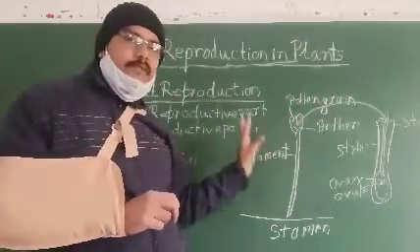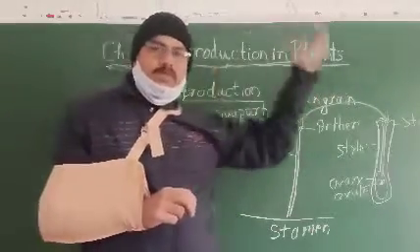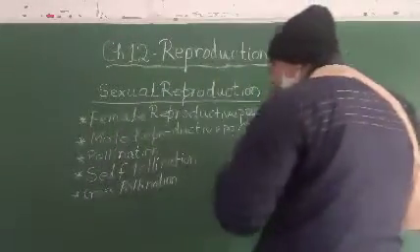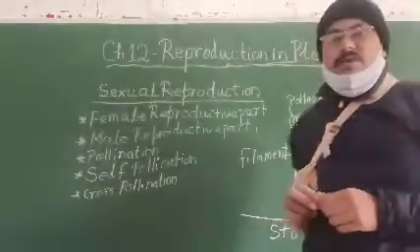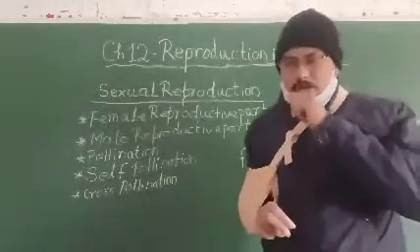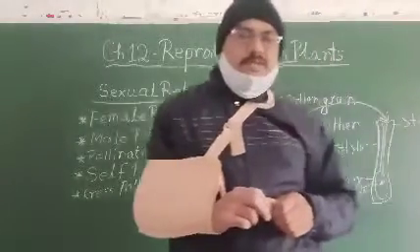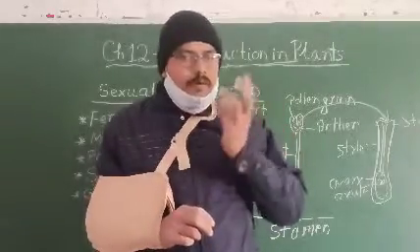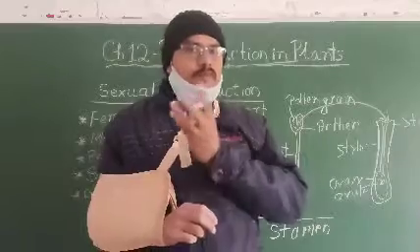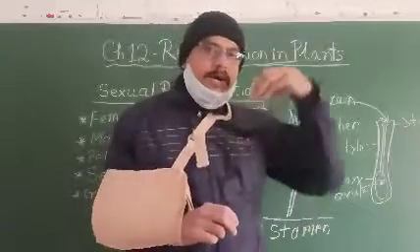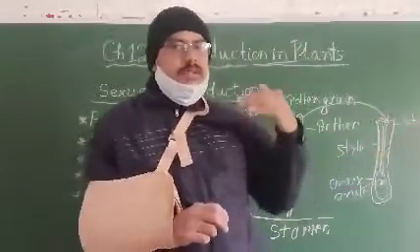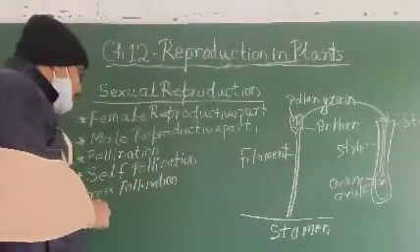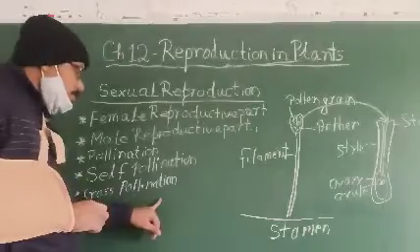If the pollen grain from one flower is transferred to another flower, that we call cross pollination. That we call, student, what? Cross pollination. The transfer of pollen grain from the anther, from the male reproductive part of one flower, to the female reproductive part of another flower. This is called the cross pollination. That is under my explanation point, cross pollination.